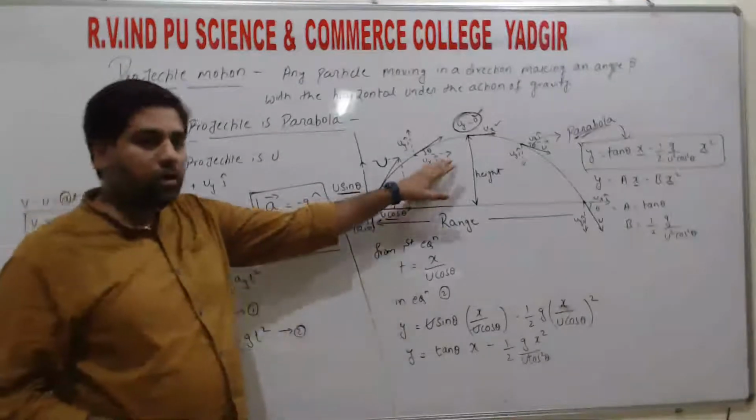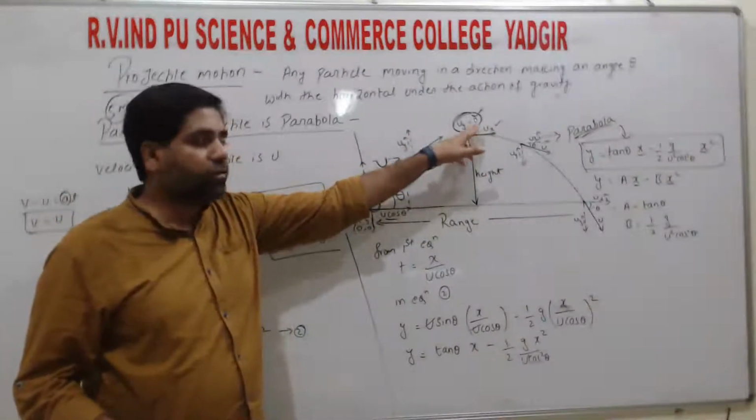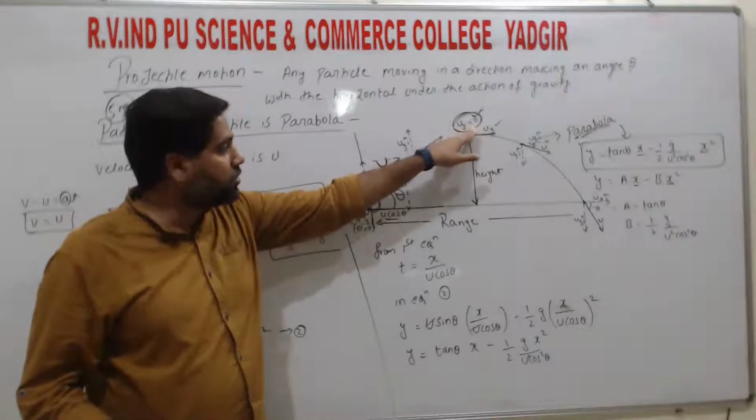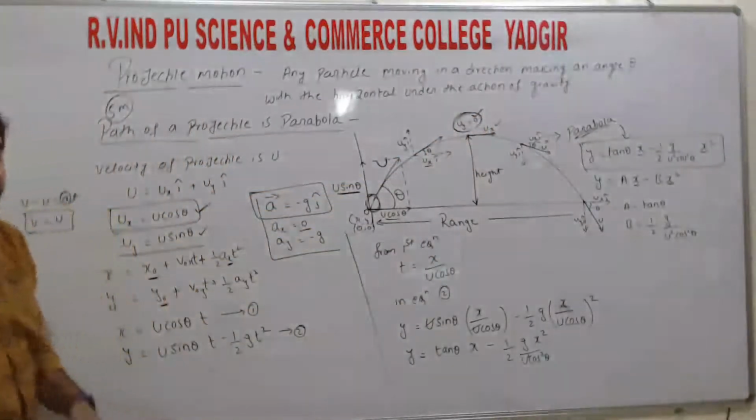So draw this vector components also. So at the maximum height, uy, that is the velocity along the vertical, is 0. Only we have the horizontal velocity.